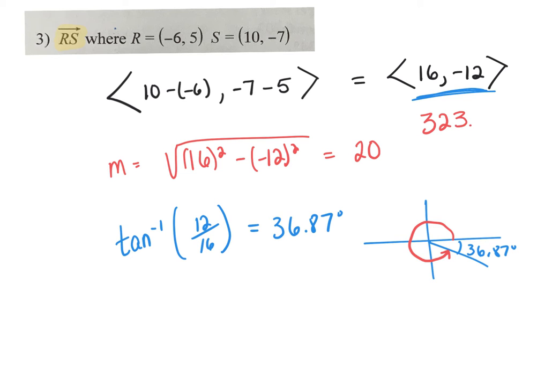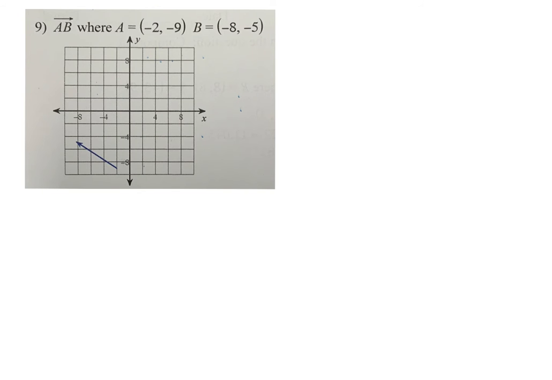I just got 0.1. Is that okay? I will tell you how to round it on the quiz. Component form is in the little brackets. Magnitude is the length and direction is the degrees. And so if I want component form, my ending is my B and my starting is my A. So I would say -8 minus -2 and -5 minus -9. And so component form here would be <-6, 4>.